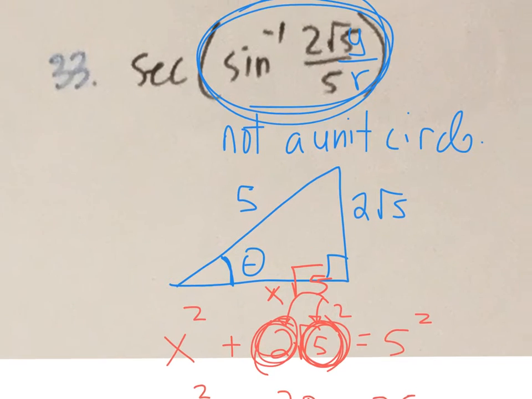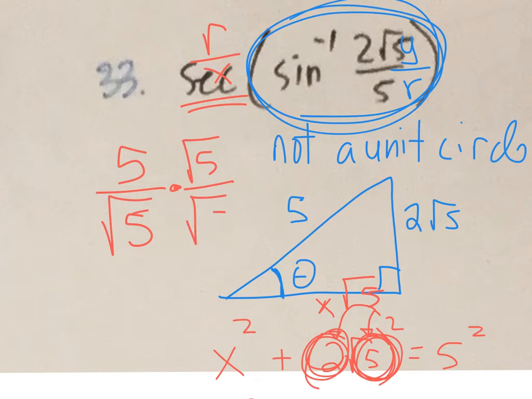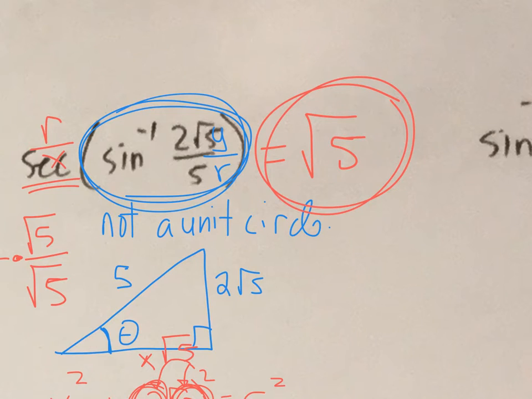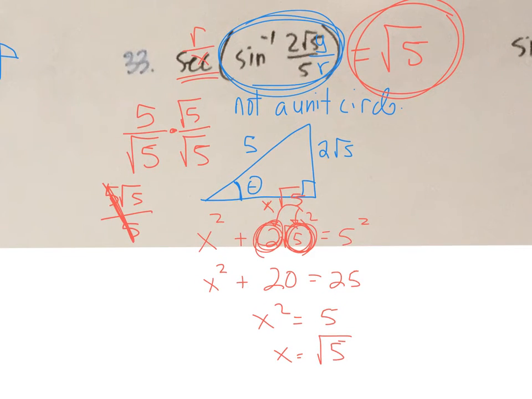So now that I know my x value, I can find the secant. The secant is the r over the x. So 5 over radical 5 is fine, but let's rationalize that. So we multiply it by root 5, okay, because that's how we get rid of roots. And we notice we can simplify a little bit more. So my final answer is just root 5. Okay, so we have a fraction that's not a unit circle answer, so you have to make your triangle and use Pythagoras to find the missing side so that we can calculate the secant.